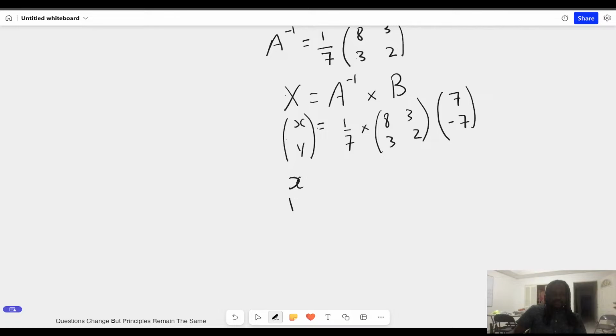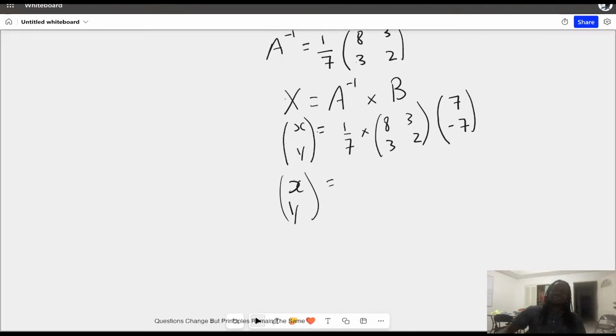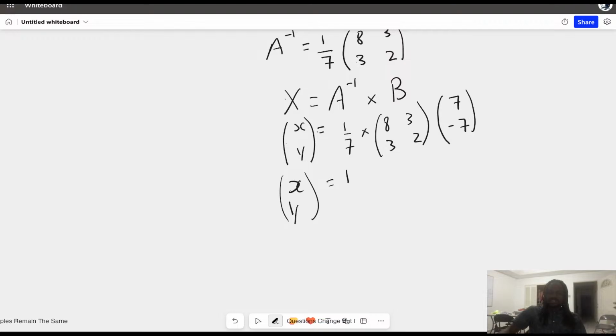So XY equals, when you're multiplying, leave the fraction for last. So 1 over 7, we're just going to write back that 1 over 7. We're not ready to use that yet. I'm going to multiply that by whatever I get when I work out A inverse and B. Whatever I get from those two matrices, I'm going to multiply that by 1/7. So row by column.